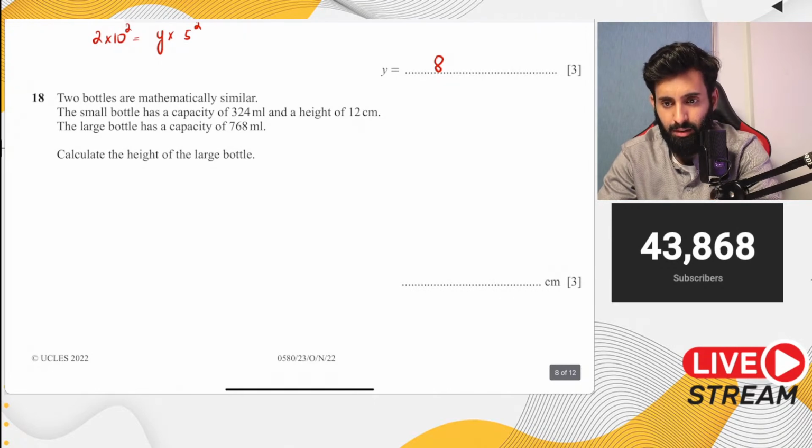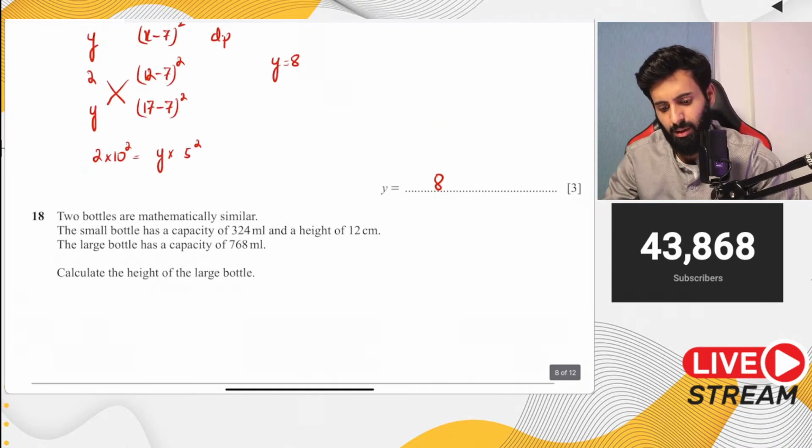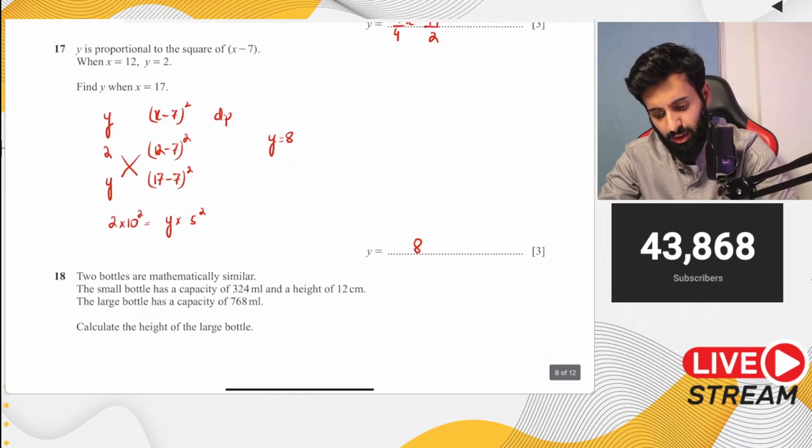Can you show the k method? Okay. I don't use k because if the question isn't asking you to find out the value of k, there's no need to do that. You'll just be wasting your time finding out the value of k. Okay? I mean, I can do it. There's nothing to worry about.